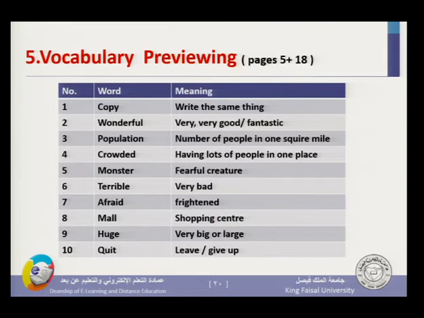Here is the vocabulary. I just want you, if you please, to know the meanings of these words in English. For example, I might ask you in an exam: the word copy in this sentence means A, write the same thing. B, C, and D, you have to choose A, which is write the same thing. In other words, the word copy means write the same thing. The word wonderful means very, very good, fantastic, okay?